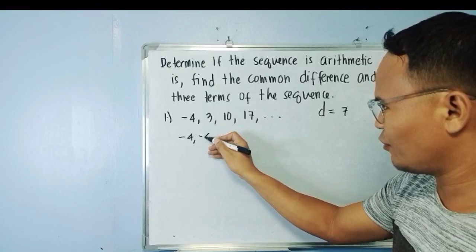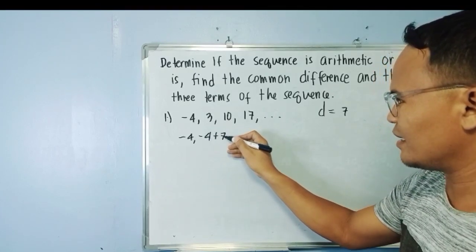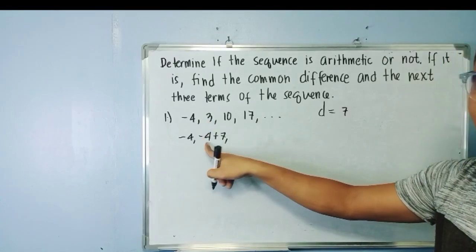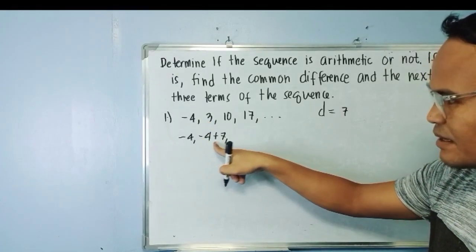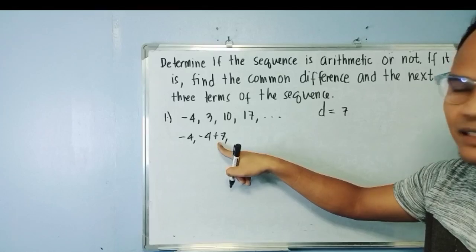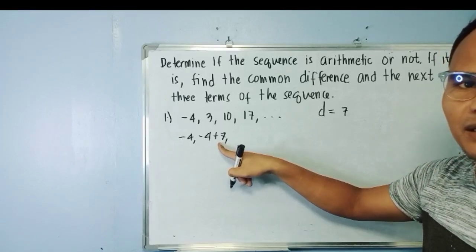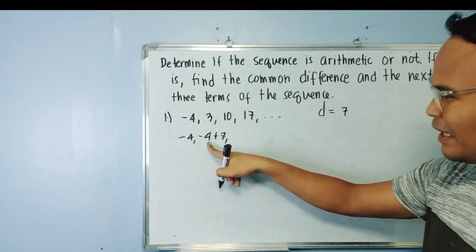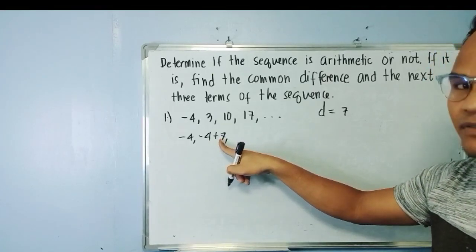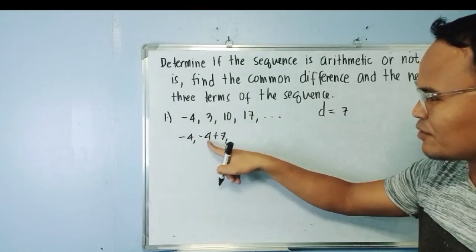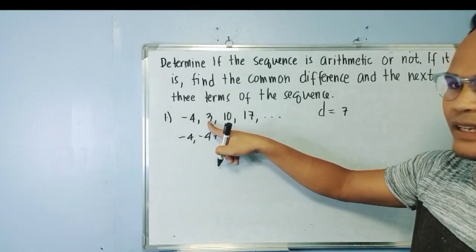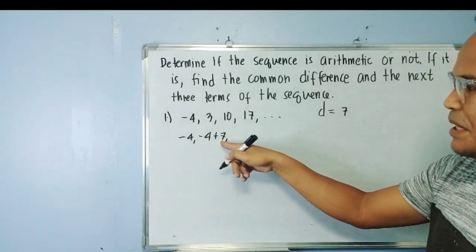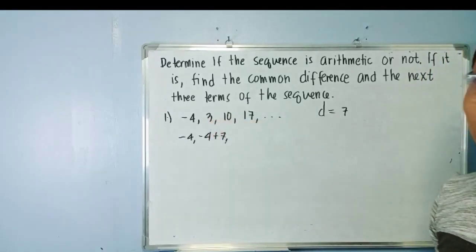So we have negative 4 plus 7. The result is positive 3, by the rules in adding of integers. If the two integers have different signs, we are going to subtract the two integers. Since the sign of 4 is negative and the sign of 7 is positive, they have different signs. 7 minus 4, the result is 3, and copy the sign of the bigger number. The sign of the bigger number here is positive, so the result is positive.